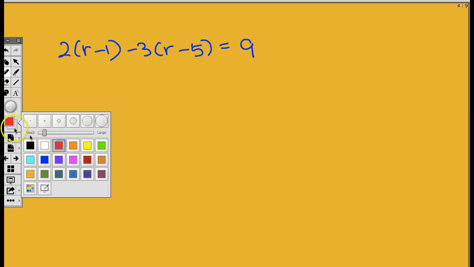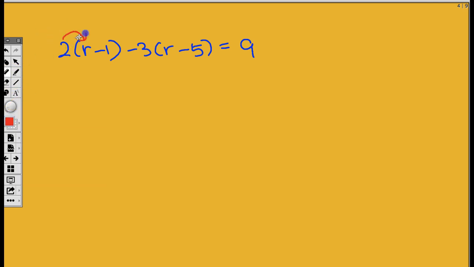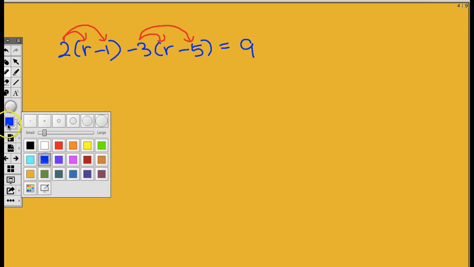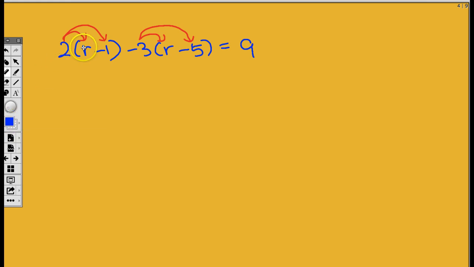Yeah, we gotta distribute, right? I know that's what you were trying to say, right? Distribute, and then we have to distribute this as well. Okay. So 2 times r is going to be 2r. 2 times negative 1 is negative 2. Negative 3 times r is negative 3r. Negative 3 times negative 5 is positive 15. And that equals 9.